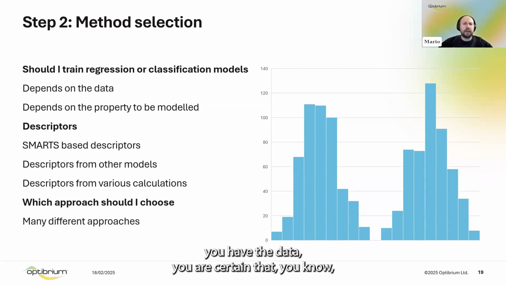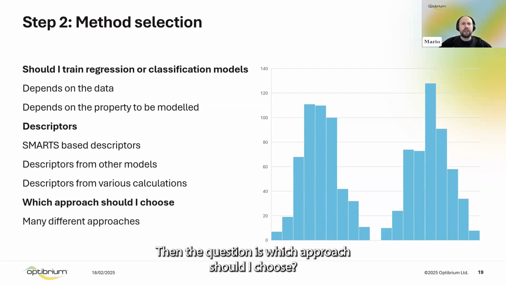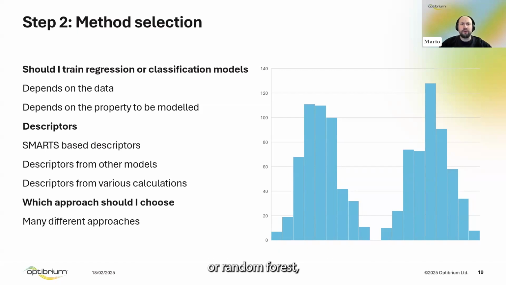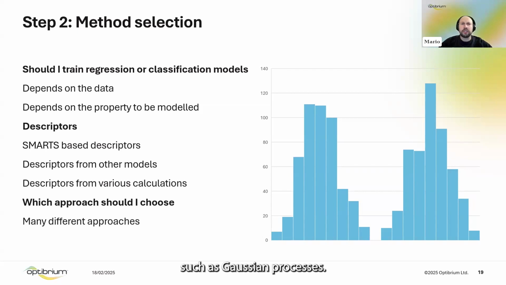And now once you have the data, you're certain that this is the way I want to go. You know the descriptors you're going to use. Then the question is, which approach should I choose? The most common approaches one could choose are maybe decision trees or random forest, but then you could choose something more complicated as well, such as Gaussian processes. But the thing is that it is hard to know which method to use a priori because there isn't a clear cut with which data set is suitable with which model.